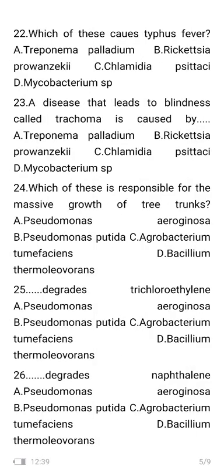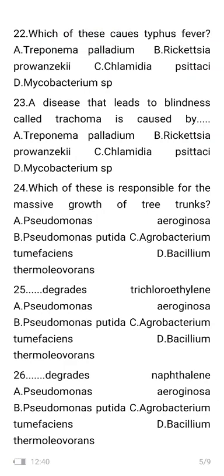Number 22. Which of these causes typhus fever? I never said typhoid fever. Typhus. A. Treponema pallidum, B. Rickettsia prowazekii, C. Chlamydia psittaci, and D. Mycobacterium species. Rickettsia prowazekii causes typhus fever. Typhoid fever is caused by Salmonella typhi. Typhoid fever is a water and foodborne disease. Typhus is caused by Rickettsia prowazekii, but typhoid fever is caused by Salmonella typhi. Please take note of that.